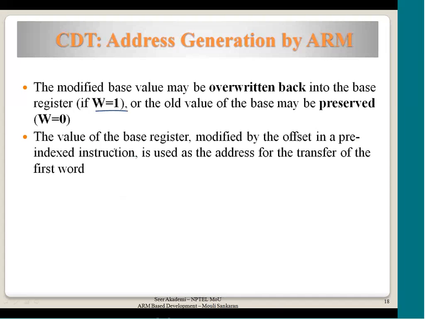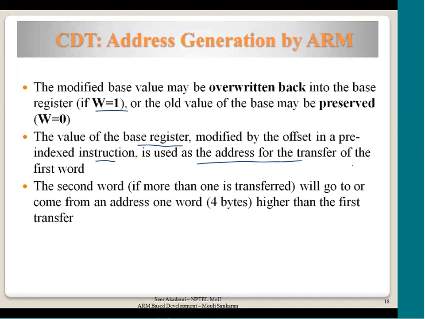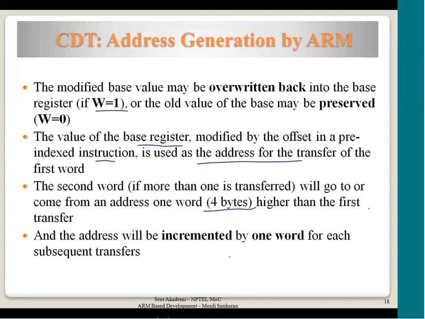The value of the base register modified by the offset, in a pre-indexed instruction, is used to address the transfer of the first word, okay. So the address computed is used for the first word transfer, afterwards it will be incremented. So the second word will be incremented by 4 bytes because it is always a word transfer, and the address will be incremented by 1 word for each subsequent transfer. I always told you that in sequential addresses, addresses will be incremented because that is how memory is organized. So this is a general pattern, okay, it is nothing specific.